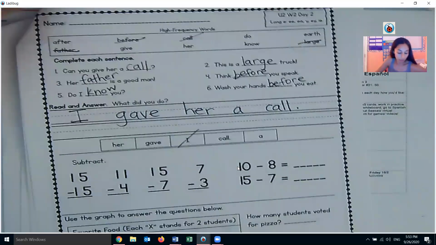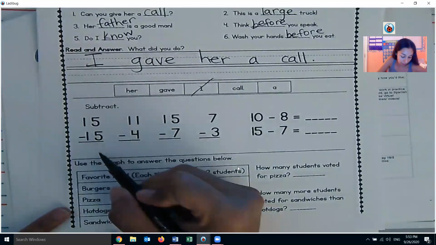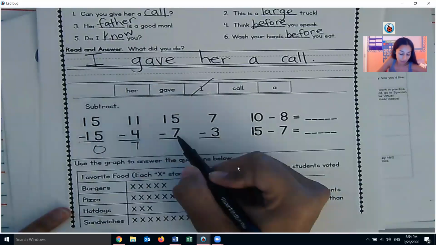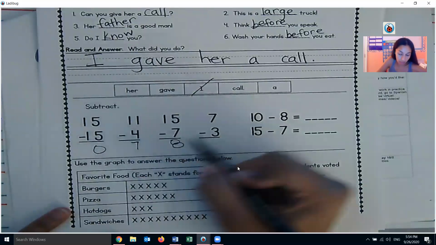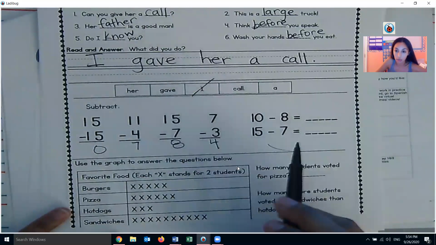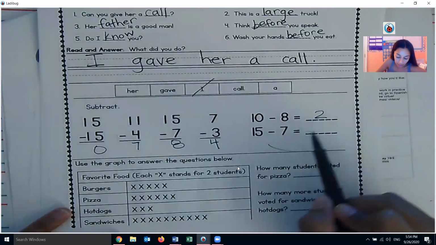Subtraction: we have 15 take away 15, you have 0. 11 minus 4 is 7. 15 minus 7 is 8. 7 minus 3 is 4. And then we have 2 more, they're just sideways. 10 take away 8 is 2. 15 minus 7 is 8.